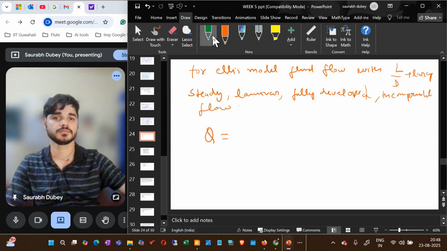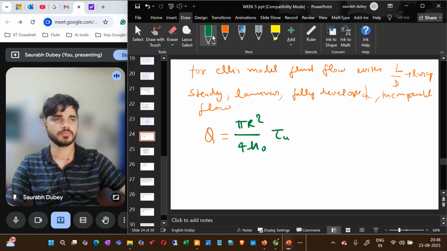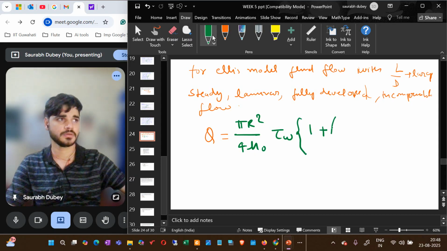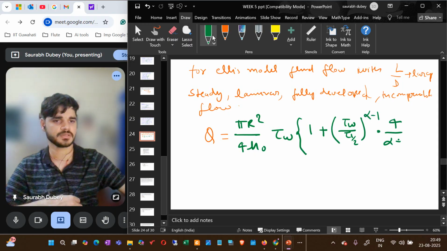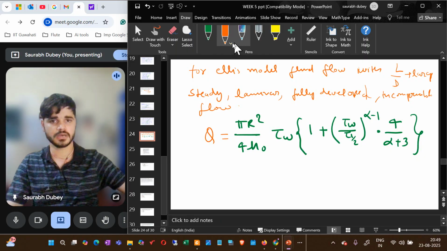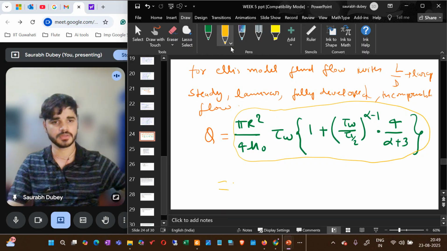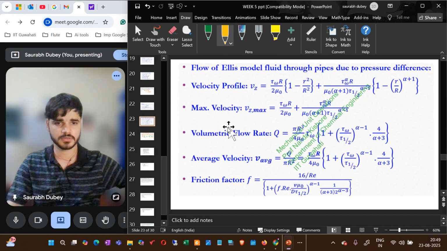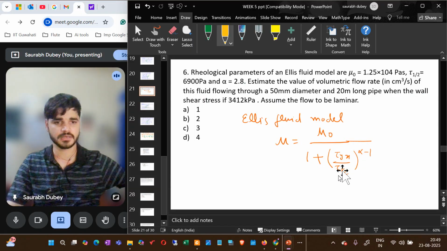Q equals to what? Q equals to pi R squared over 4 mu naught, tau w, 1 plus tau w divided by tau half to the power alpha, minus 1 divided by 4 upon alpha plus 3, right? So in the right hand side of the above equation, these all are given, right? These all are known, and once you substitute, you are going to get the answer. This expression was here, and all the values are given over here. These are the alpha and tau half, and then you have the tau w value.